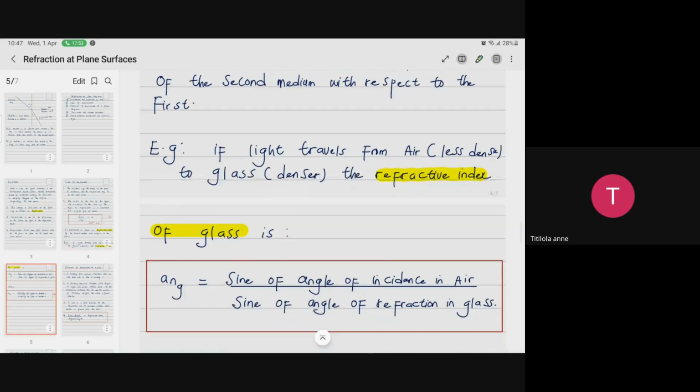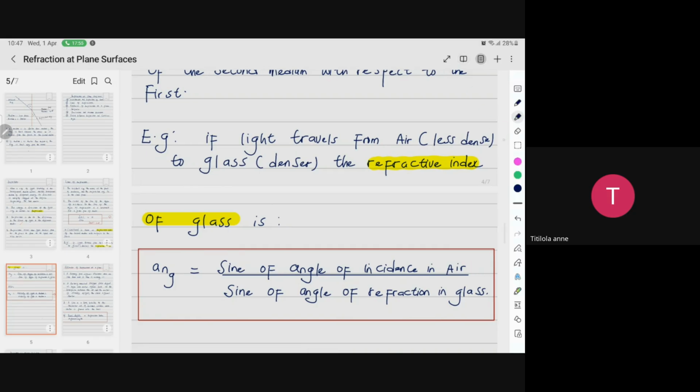Example, you see something like this. This is air, A, and glass, G. Remember that air is less dense than glass, and that's why even we are denser than air. That's why we are on planet Earth.